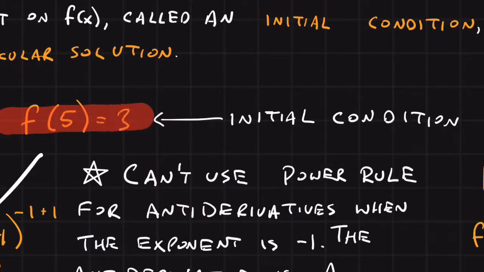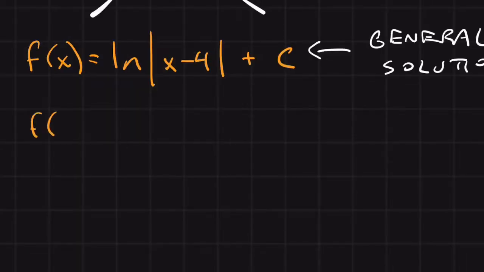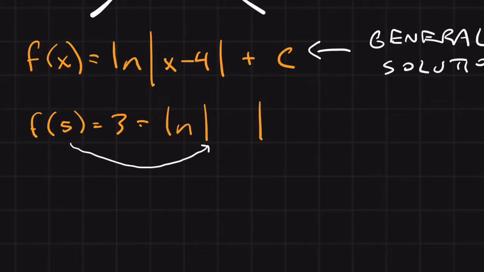Next, let's apply the initial condition of f of 5 equals 3. Begin by just writing down your initial condition, f of 5 equals 3. And then we can set this equal to our general solution, which is the natural log of x minus 4 plus c. But instead of writing in an x, we're substituting that 5 in for the x.